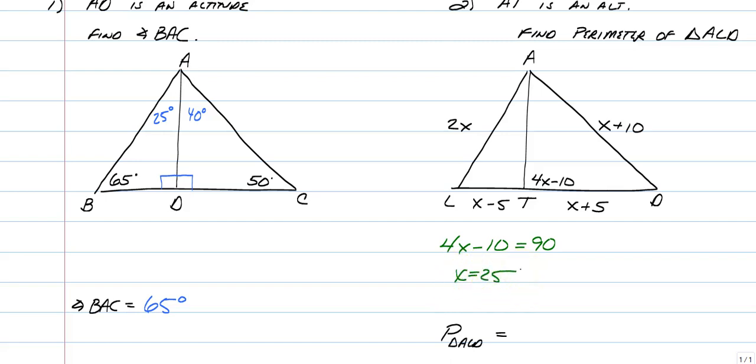So to find the perimeter, we're just going to substitute 25 into all of our x's. That would give this side a length of 50. This one would be 35. This one would be 30. And this one would be 20. Add all of those up together for a perimeter of 135.